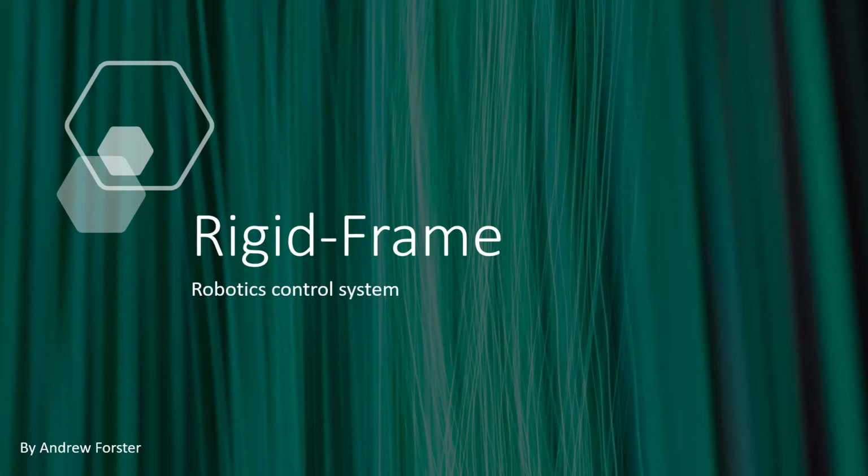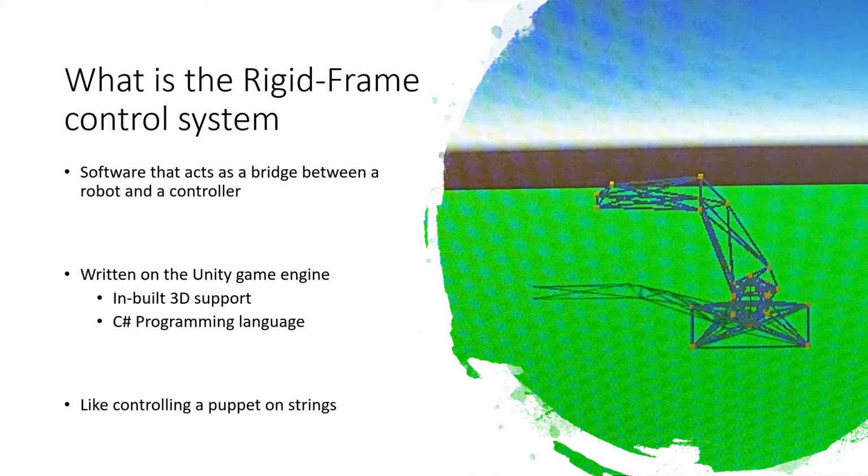Hi, I'm Andrew Forster, and this is my presentation for the piece of software I've been developing called Rigid Frame. It's a robotics control system, and it is used as a bridge between a physical robot and a person controlling it, or say another piece of software controlling it.